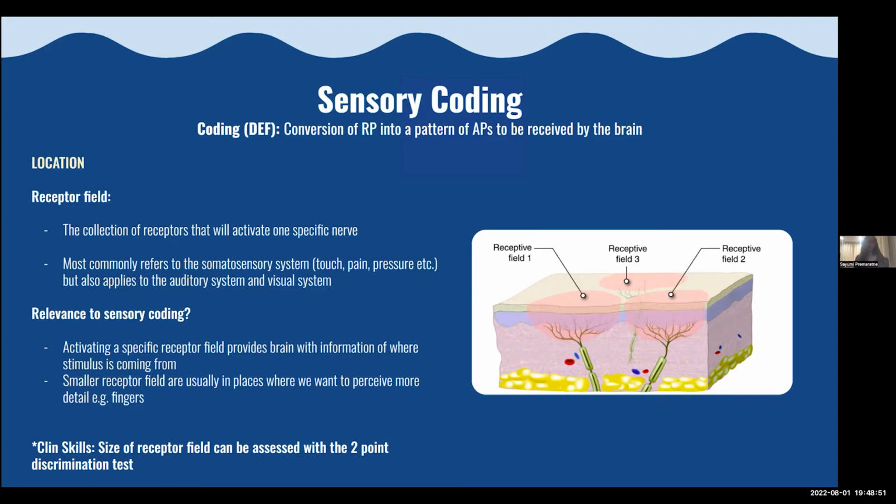You'll come across this concept a lot in terms of the somatosensory system. So things like touch, especially in clinical skills, when you talk about the 2-point discrimination test, which I won't go into, but you'll see it in the next few weeks. But also keep in mind that this does happen also with vision and your hearing. We tend to have smaller receptor fields in places where we need to detect more detail, so that would include things like your fingers, but in places like your legs or your thighs, you would have larger receptor fields. I think that's pretty much all.